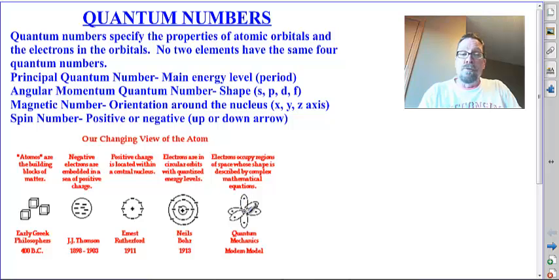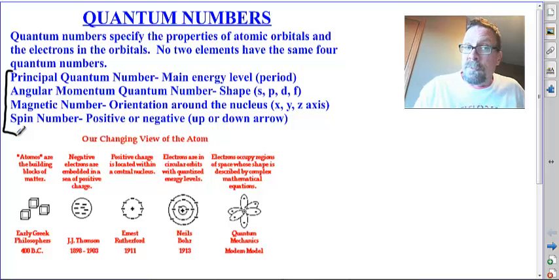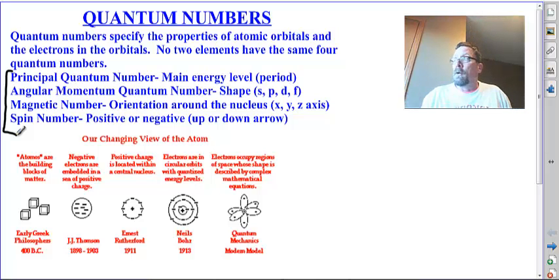But you can identify an atom from its electrons and from the 4 quantum numbers they have, and these are those right here. Quantum numbers specify the properties of atomic orbitals and the electrons in those orbitals, even though you can't pinpoint them. And no two elements will ever have the same ones. Our most important ones for writing electron configurations are really these two.